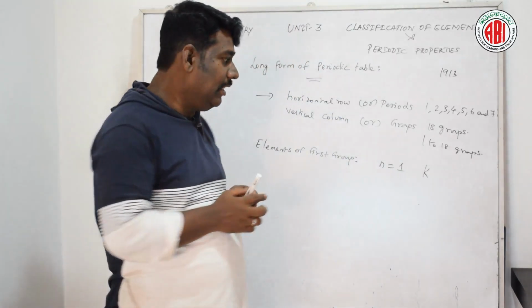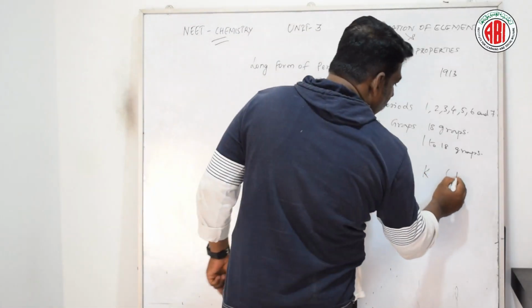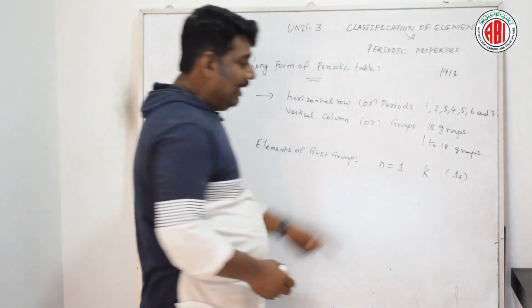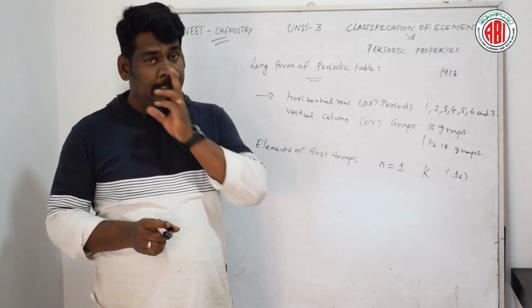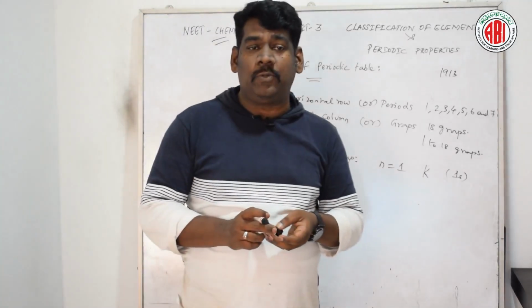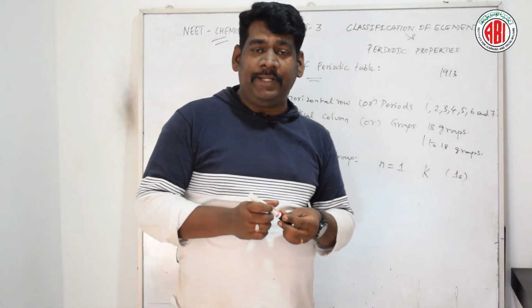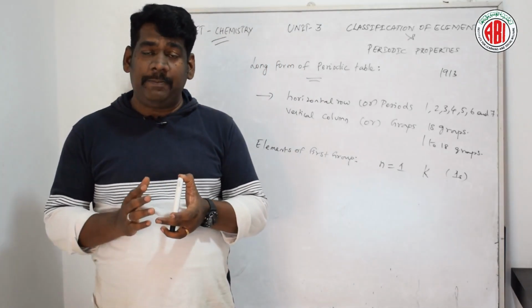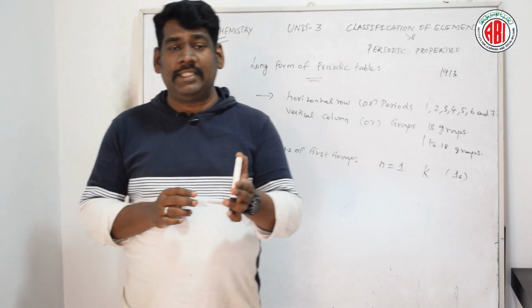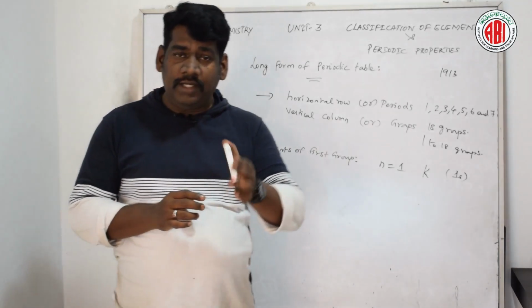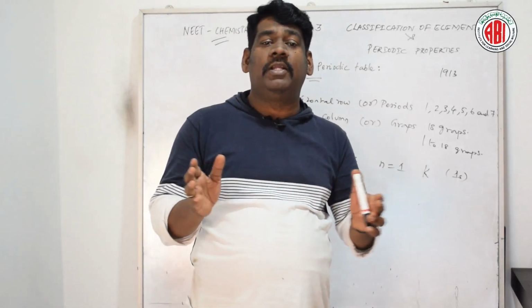So one orbital, that value is what? 1s orbital. As we know that the shape of the s orbital is spherical, and that could accommodate only 2 electrons. This means that there can be allowed for only 2 elements in this particular period.